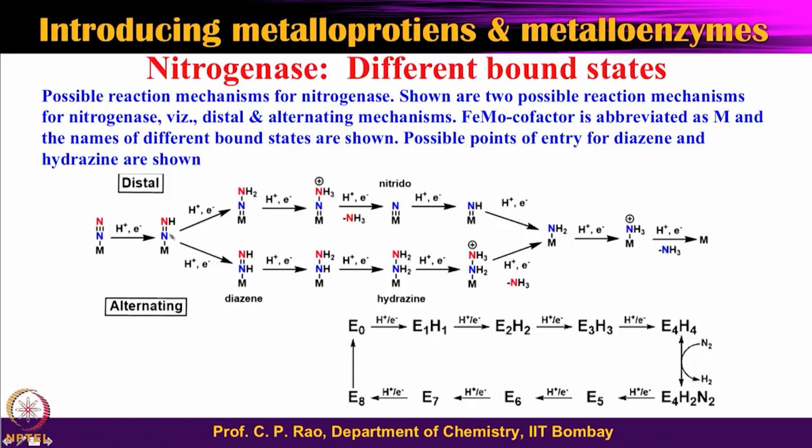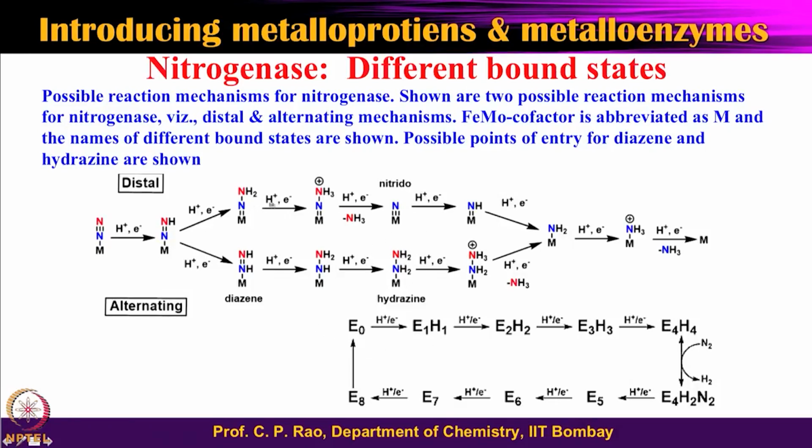Let us come to the second path, the alternating path. First proton and electron give M N N H. Now the second electron and second proton go to the other nitrogen. So now you have M NH double bond NH, a diazine complex of the cofactor. Now you put in one more proton and electron, only one nitrogen will get it, and put in one more, it will become NH2 NH2. This is a metal-bound NH2 NH2, which is nothing but metal-bound hydrazine.